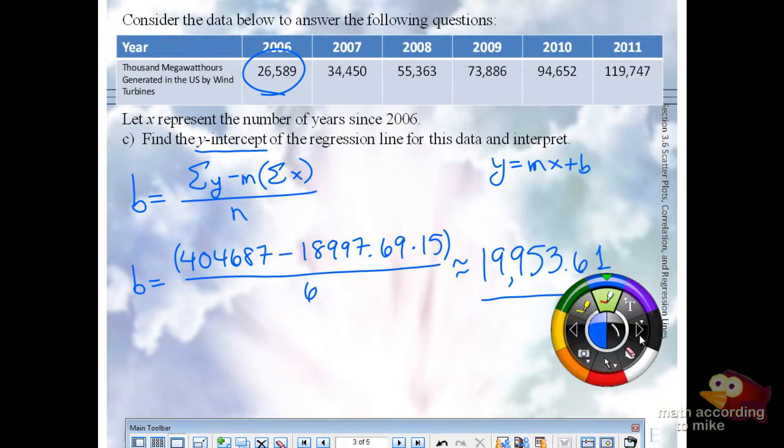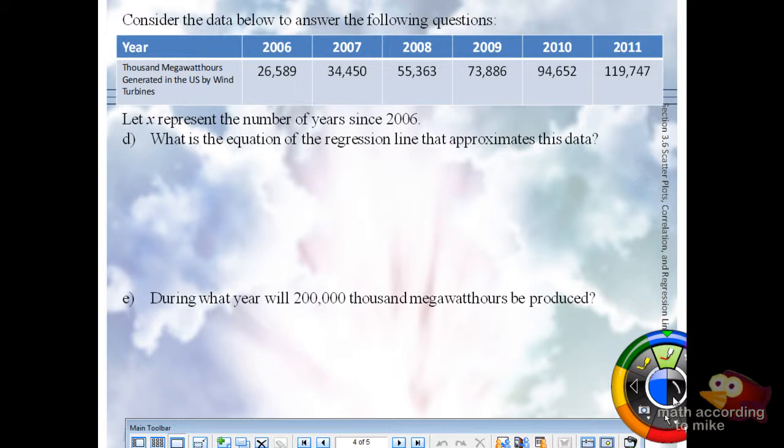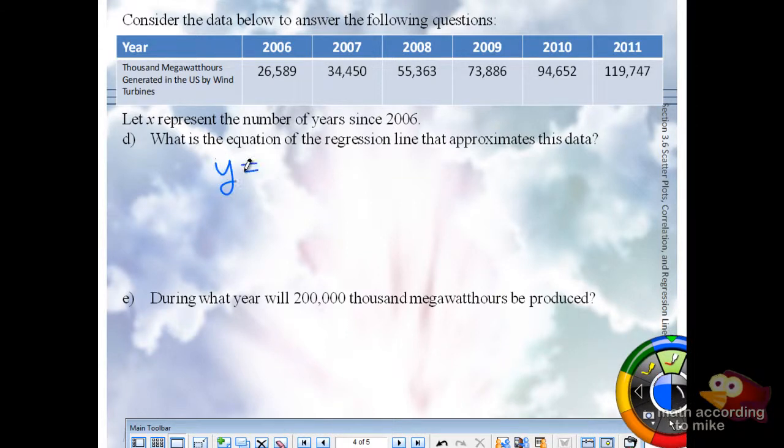Okay. So part D is putting stuff together. What is the equation of the regression line? Well, again, the generic equation is y equals mx plus b. The m we found last class, that's that 18,000 number. The b we just found, that's that 19,000 number.